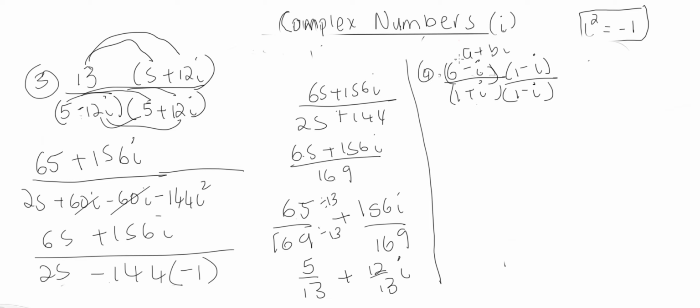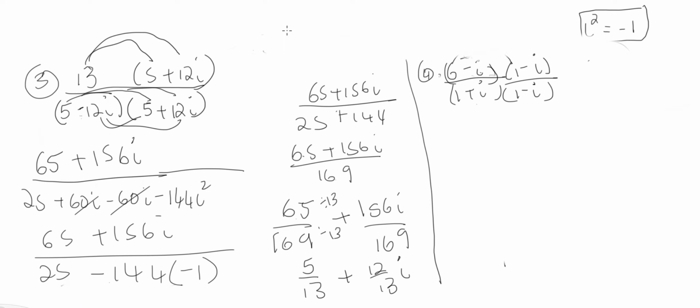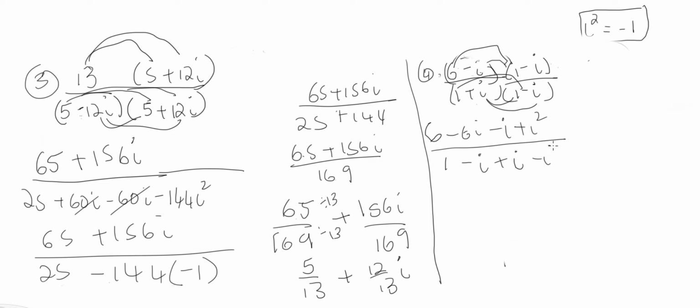Now we simplify. So 6 times 1 is 6. 6 times i is negative 6i. Negative i times 1 is negative i. And negative i times negative i is a positive i squared. Do the same thing in the denominator. 1 times 1. 1 times negative i. i times 1. And i times negative i.